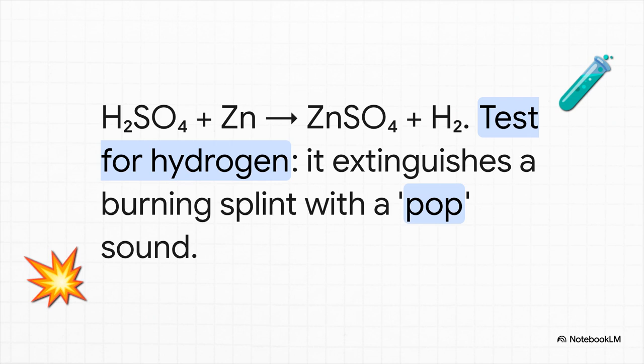So how do we know for sure it's hydrogen? This is the classic test. You take a lit splint, put it at the mouth of your test tube, and you'll hear this really satisfying pop sound as the gas goes out. That's the telltale sign of hydrogen.